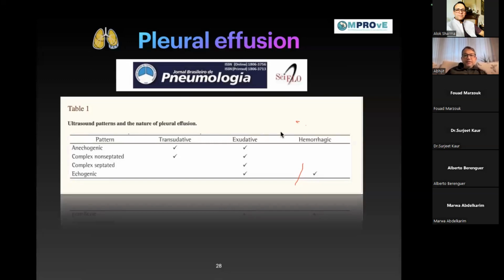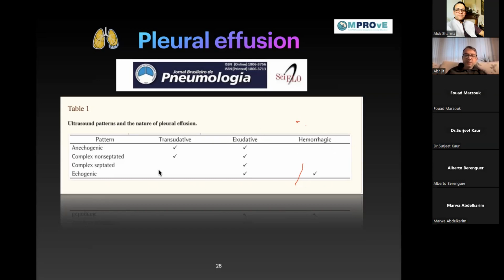Now, these are the different kinds of effusions and how they look on the ultrasound. If it is a transudate, it's a clear fluid. So you're going to see an anechoic, absolutely black area. And you might see sometimes strands, so a complex non-septated one. If it is an exudative fluid, which basically means you have a lot of cells and a lot of fibrinous strands in it, you will see dirty looking floaters in the fluid. You will see the bands and the floaters in the exudative fluid.